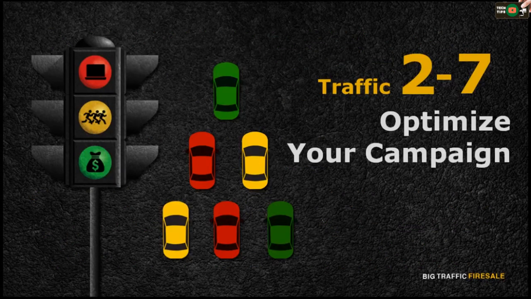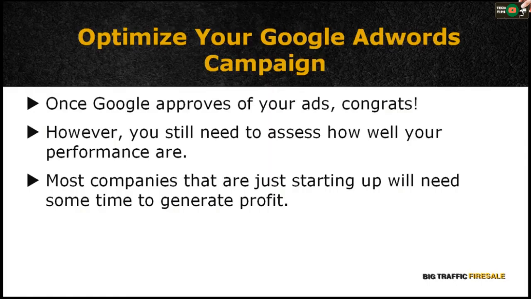You've learned about what Google AdWords is, what the mechanics are, how you can start your own campaign, and the strategies and tactics to go about it. We finally reached the last module, where it's all about optimizing your AdWords campaign. From the previous modules, I'm certain that you are now able to launch your Google AdWords campaign. Once Google approves your ads, congrats! You're now up and running.